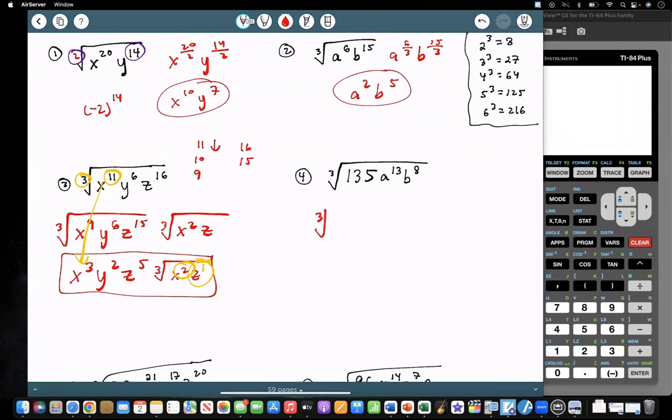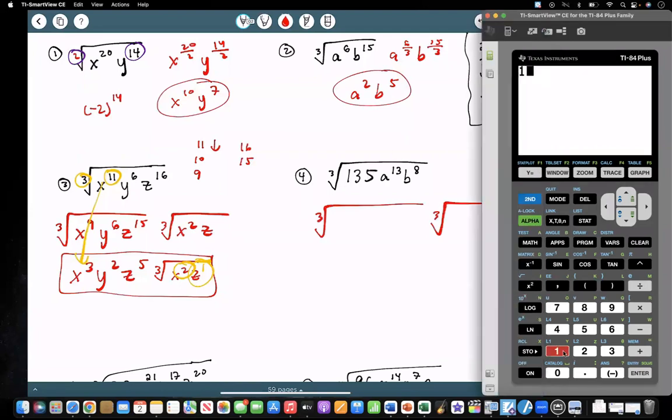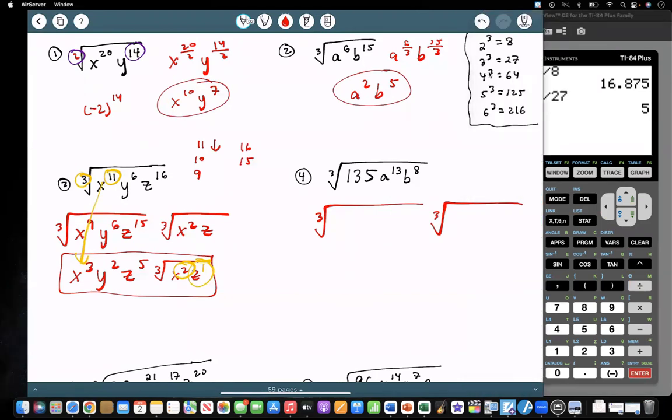So if I make my roots, stuff that gets to come out, stuff that doesn't. Okay, so 135, I would just check which one of our roots go into it. So 8 gives a decimal, so 8 doesn't go into it. If I check 27, 135 divided by 27, it does go in, 27 times 5. So 27 is a perfect cube, so you could break that up into 27 times 5.